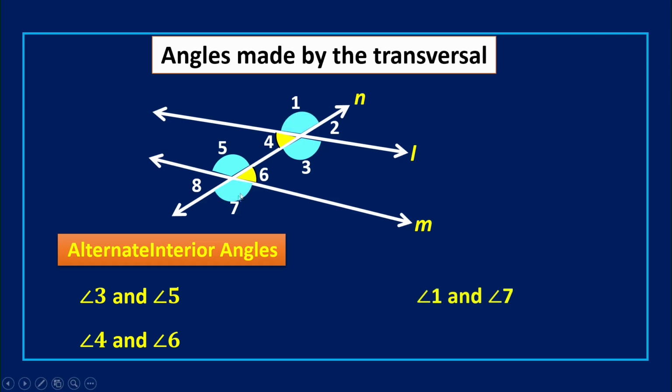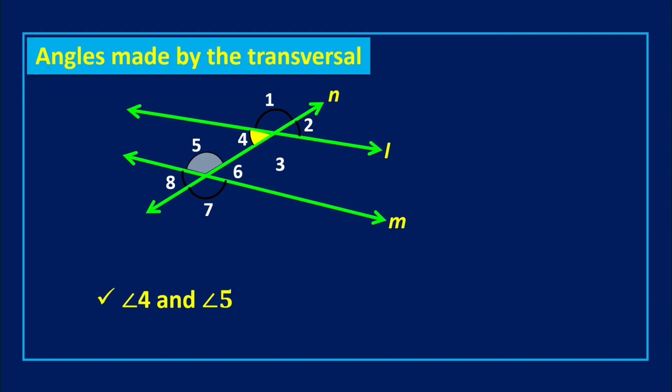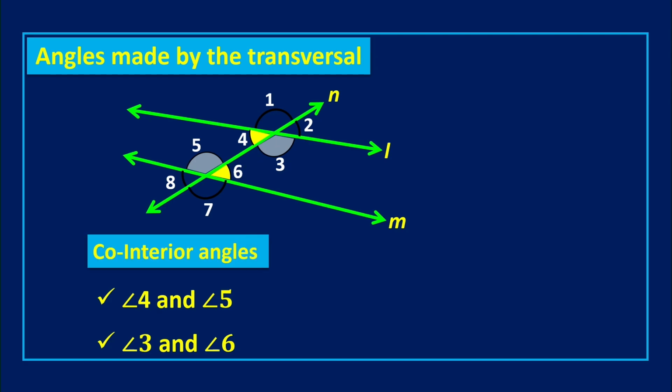Angle 1 and angle 7. Angle 1 is left side exterior, angle 7 is right side exterior. Angle 2 and angle 8. Angle 2 is right side exterior, angle 8 is left side exterior. These angles are called alternate exterior angles. You can observe angle 4 and angle 5 are interior angles on the same side of the transversal line. Angle 3 and 6 are also same side interior angles. These angles are called co-interior angles.